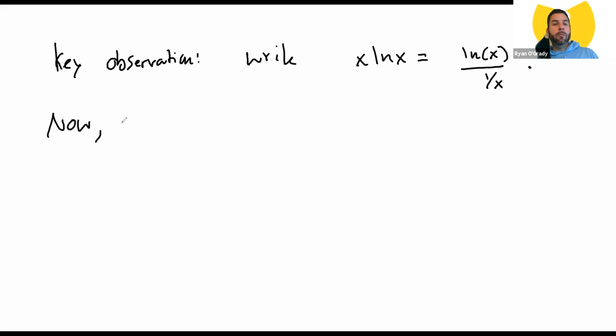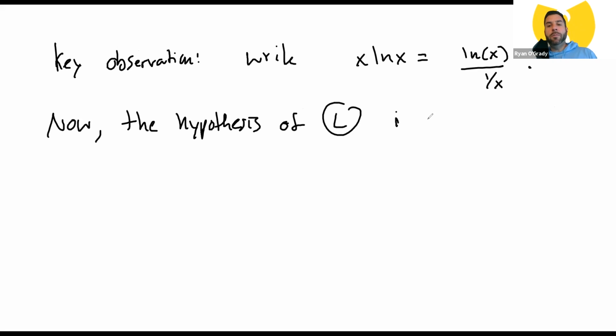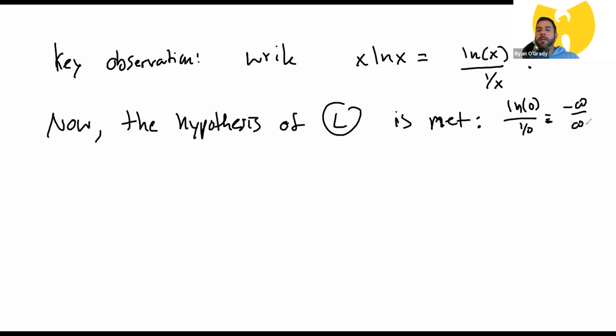Now, the hypothesis of L'Hopital's rule is met. What do I mean by that? I mean that if you plug 0 in for x, you get infinity over infinity. Log of 0 over 1 over 0 is, I know this doesn't make sense, but you get negative infinity over infinity. So now we can apply L'Hopital's rule if we do it properly.